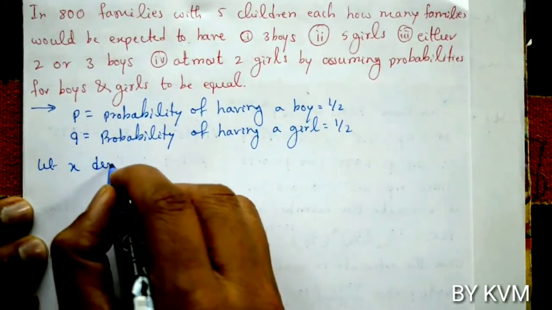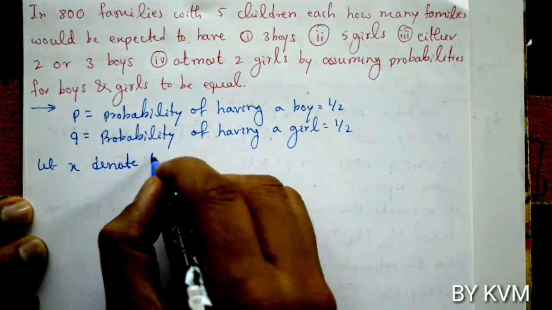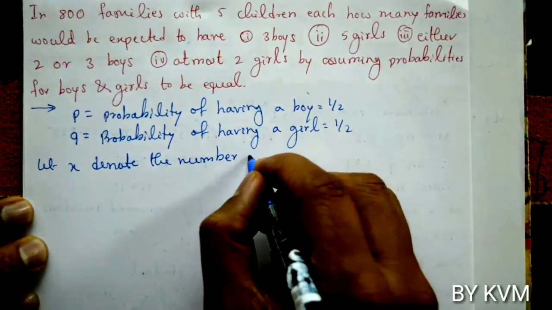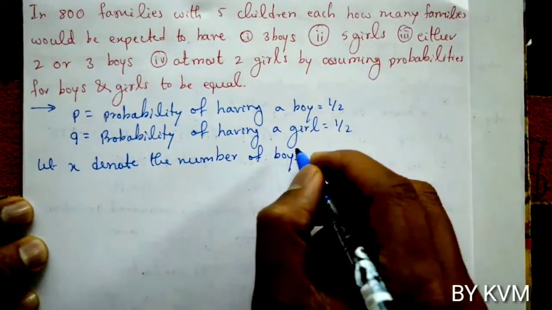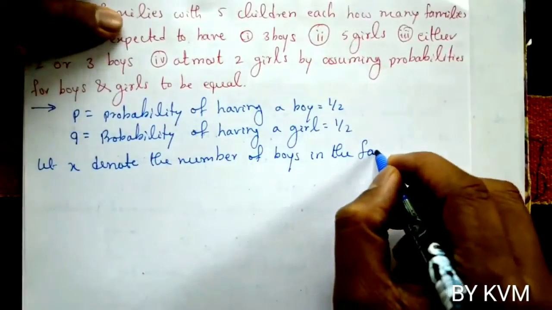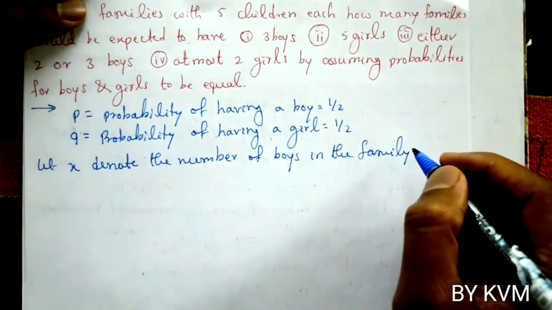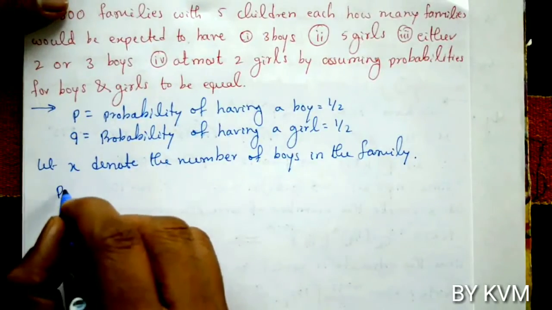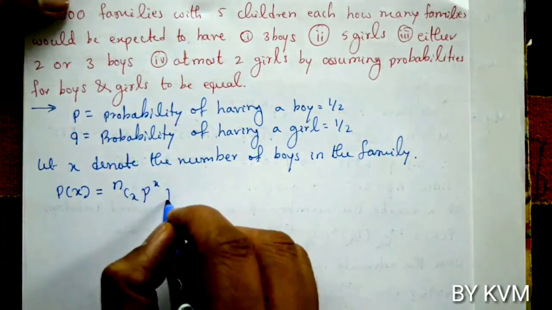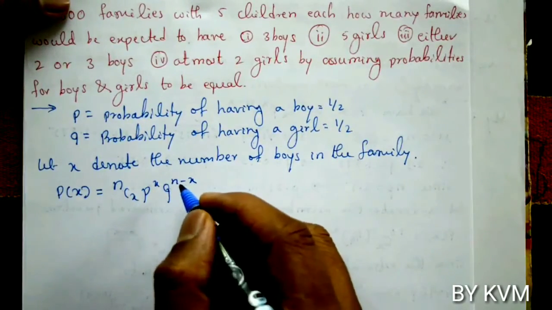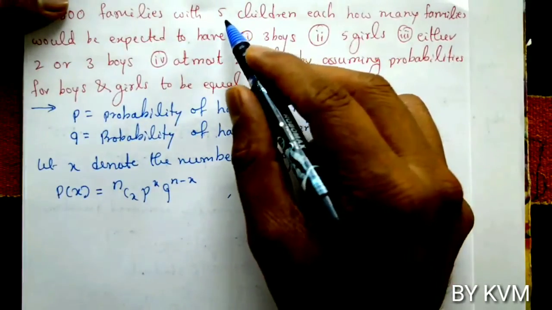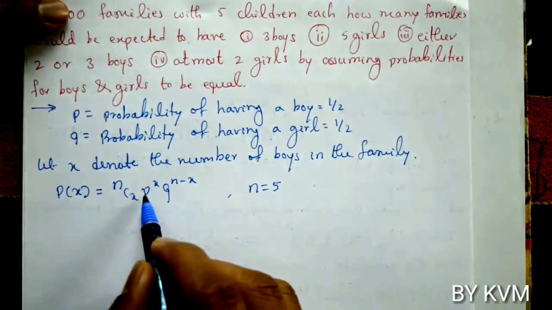Now, here x denotes the number of boys in the family. You can also take x denotes the number of girls, but in the problem we need the number of boys, we have to calculate the number of boys in each family. So we are taking x denotes the number of boys in the family.